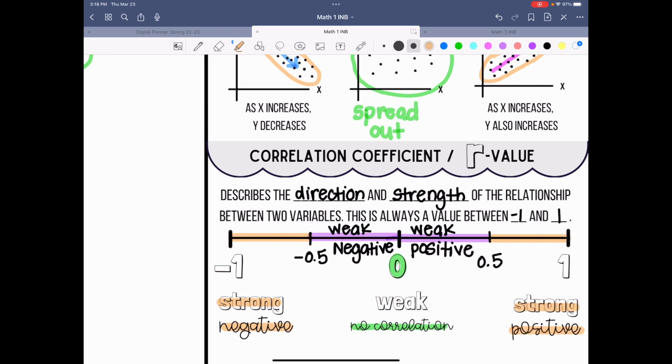Okay, so the closer we are to 0, the weaker it is. And then as we move outside, closer to -1 or +1, the stronger it is. So let's talk about some examples here.